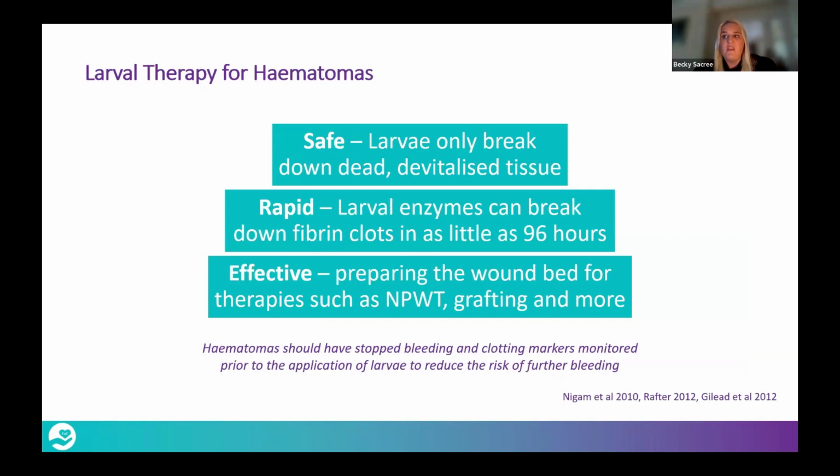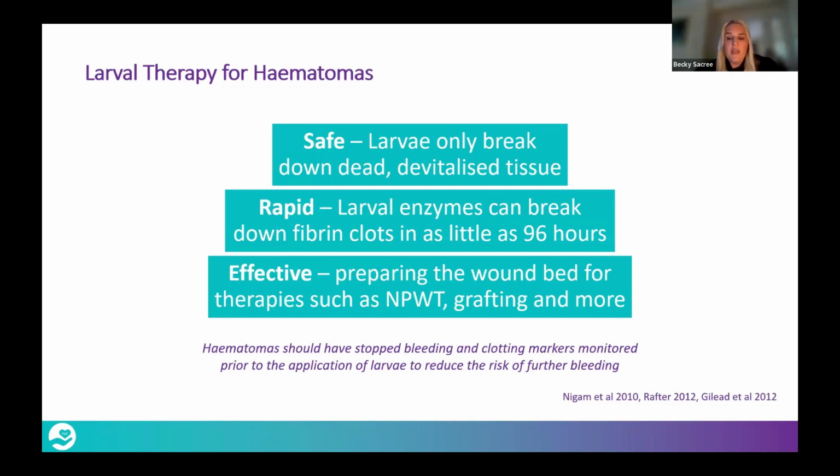It's safe, it's rapid, and it's effective. The larvae only consume the dead or devitalized tissue, making it a targeted approach while preserving healthy tissue, offering a safe and efficient alternative to surgery. As long as any bleeding is stopped and appropriate clotting factors are within therapeutic range, it's a viable option. It accelerates wound healing and prepares the wound bed further for interventions.